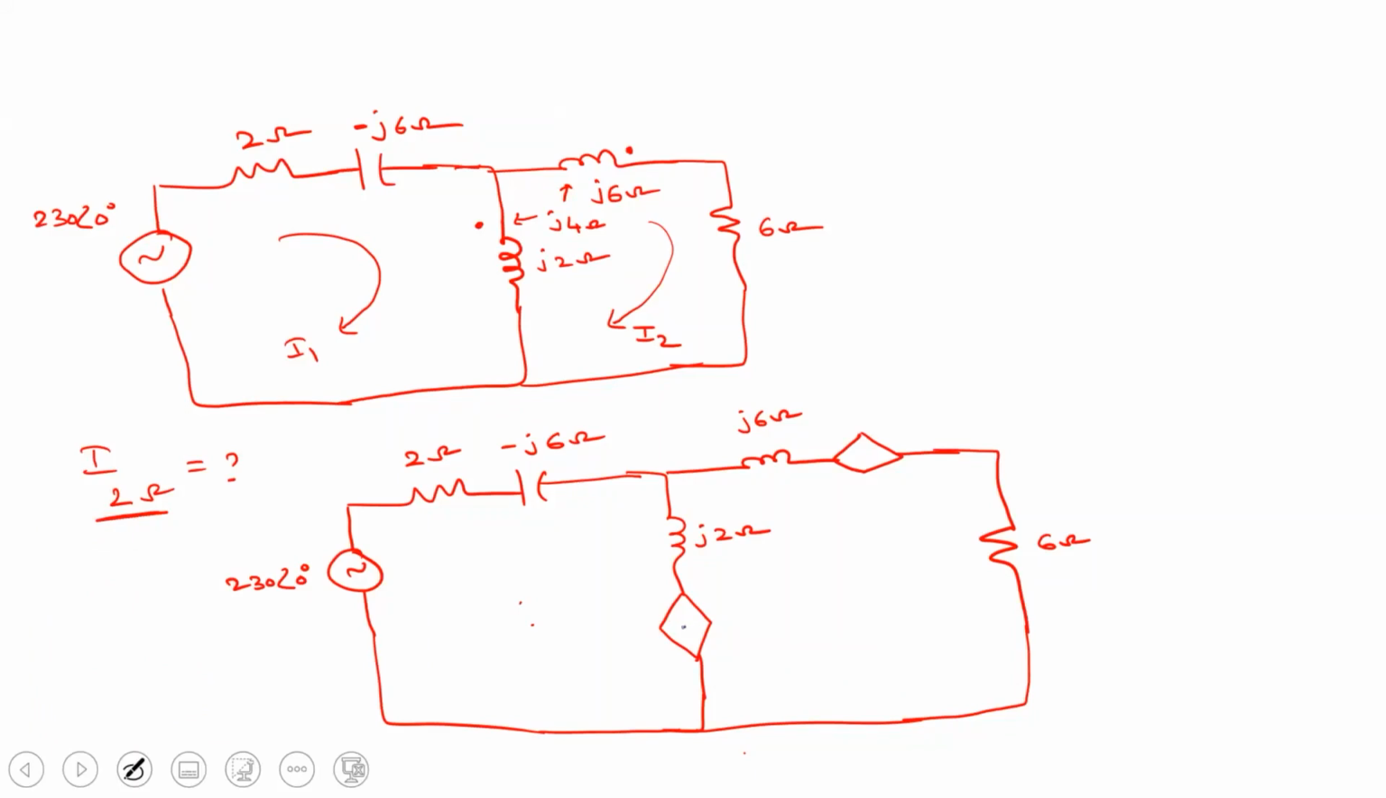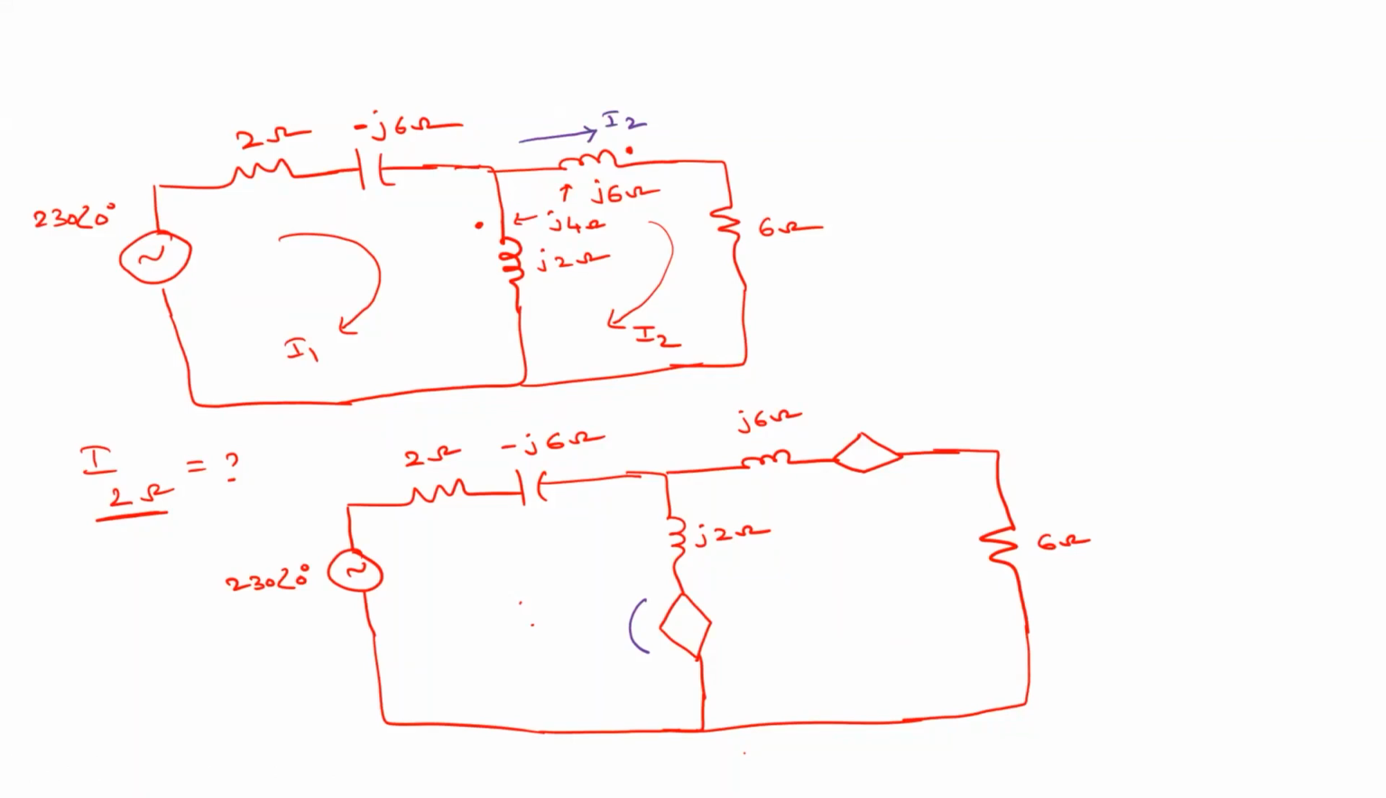I want to identify the polarity of this particular source. This is due to the current in the other coil. What is the other coil? It is j6. If you notice, this I2 current is leaving the dotted terminal. Agree? If it is leaving the dotted terminal, then the dot will represent negative. Agree?